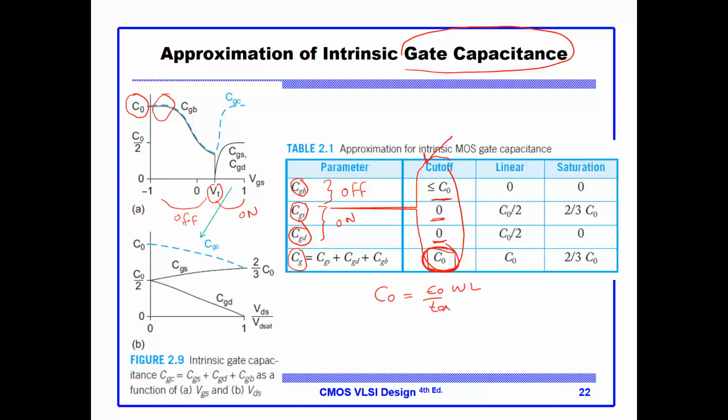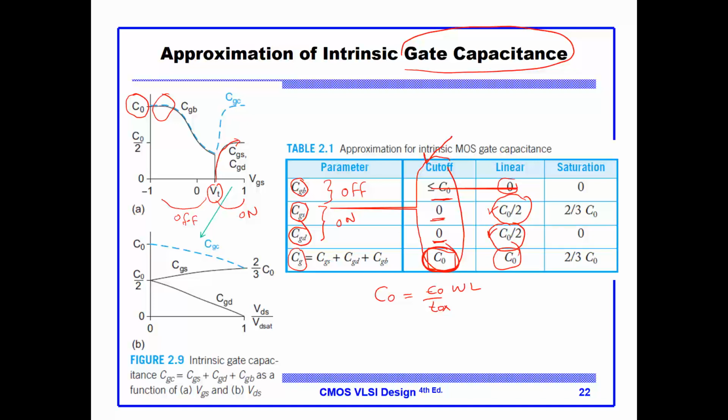Now in the linear region, when the device comes from the off state to the on state, notice that half of the capacitance is towards the source and half of the capacitance towards the drain. There is no bulk, because the gate to bulk is eliminated, replaced by gate to source and gate to drain. The total is C naught.